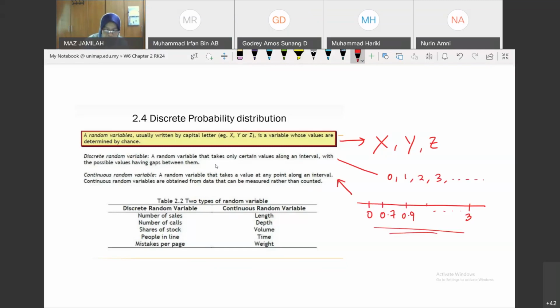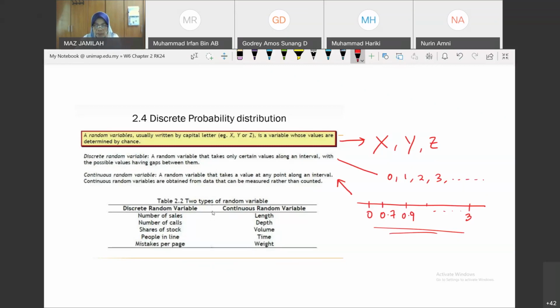Now, what are the two types of random variables that we have discussed just now? What are the examples for each of them? For the discrete random variable, exact value, last time I think I have mentioned this, so I will go through very quickly. Number of sales, exact value. Number of calls, exact value. Share of stock, exact value. People in line, exact value. Mistakes per page, we can count that. So exact value. And in reverse, we have continuous random variable.